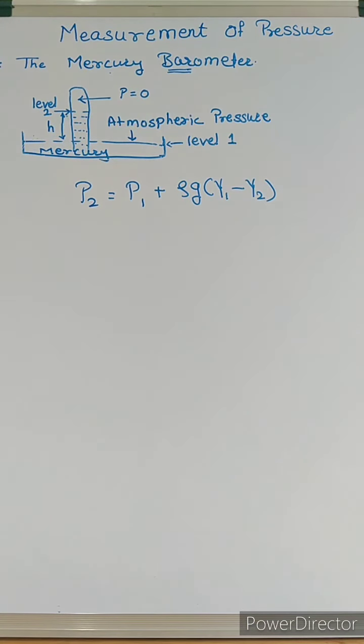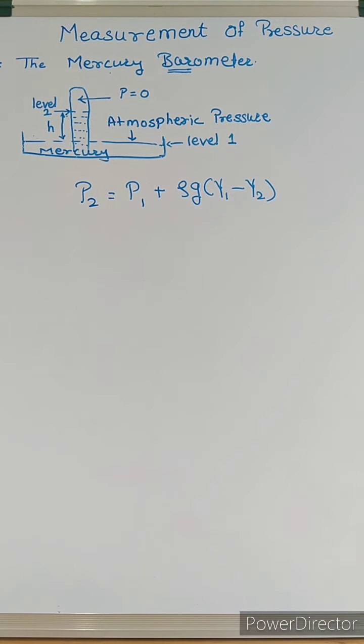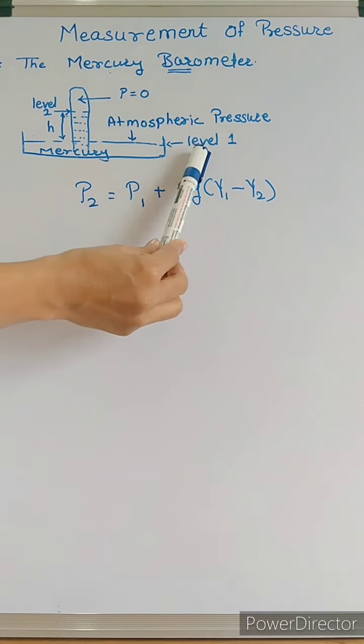Then what will happen? The mercury will go down, and the pressure at this point due to the mercury vapor is negligible. Therefore we will write down P as 0. The pressure above the mercury level is 0 in the test tube. Now at this point atmospheric pressure is acting on level 1.